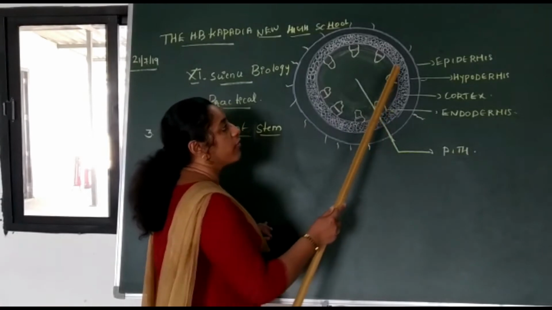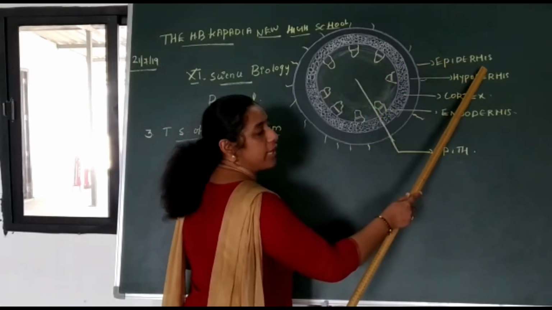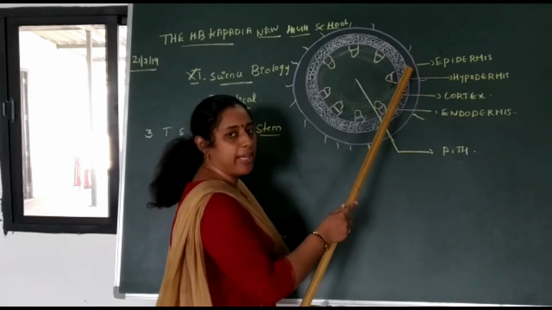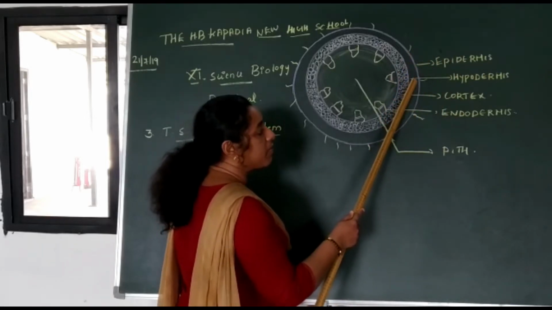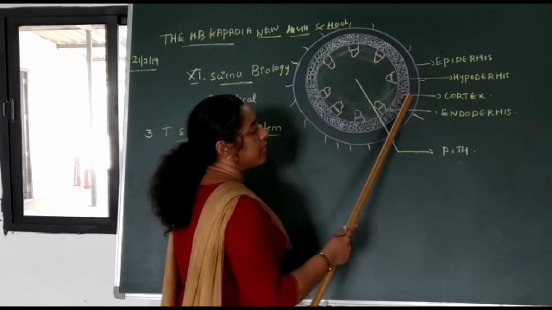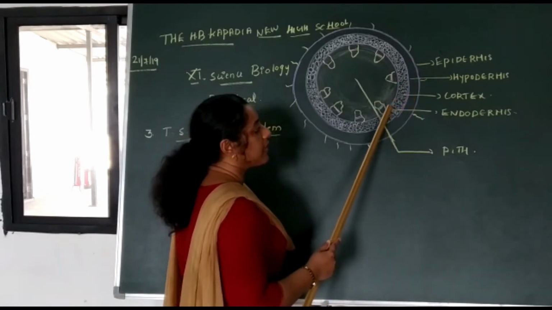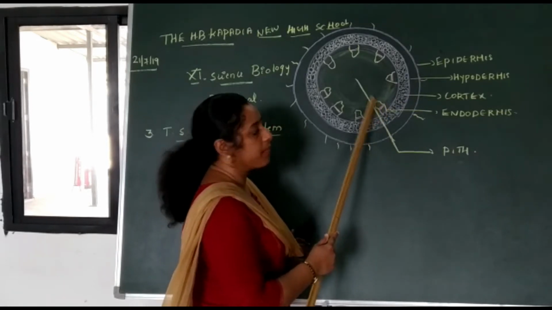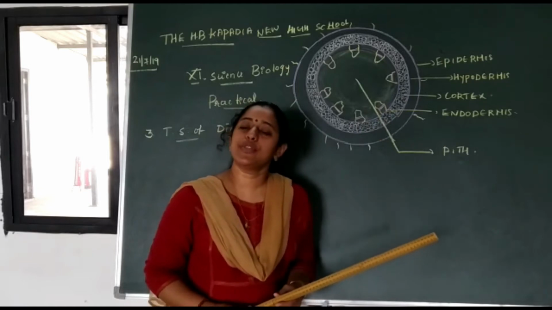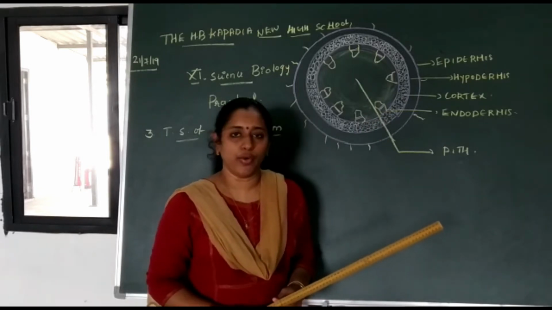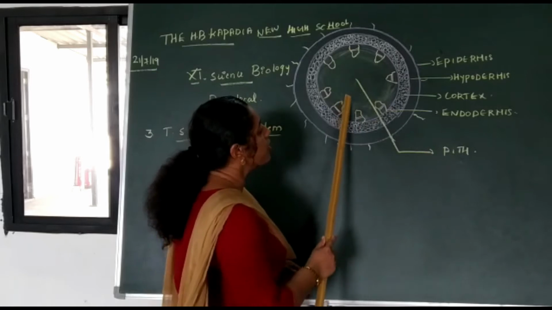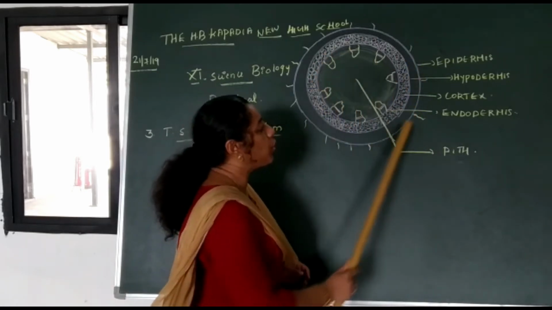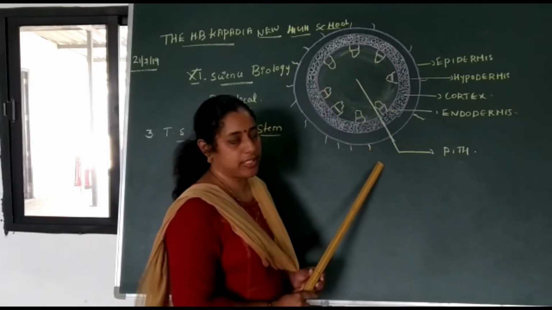The TS of dicot stem is circular in outline. The outermost part is called epidermis, which is normally made up of simple parenchymal cells. The second part is called hypodermis. The third part is called cortex. Then there is an endodermis and also the vascular bundle, which is an association of xylem and phloem. In the centralmost region, you can find the pith. So this is the brief view of the TS of dicot stem.